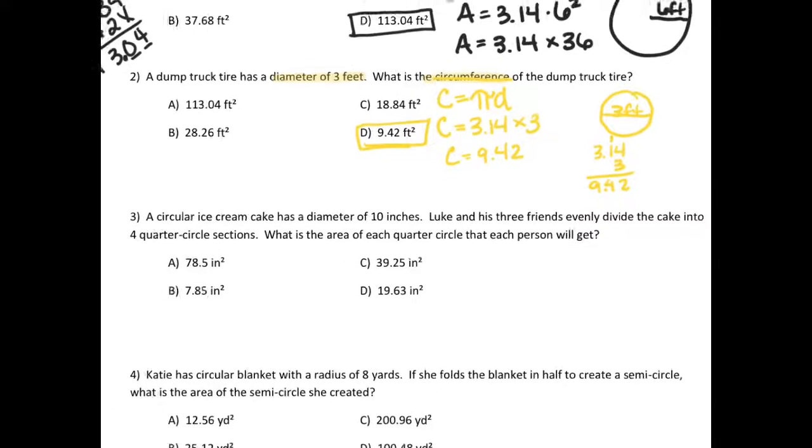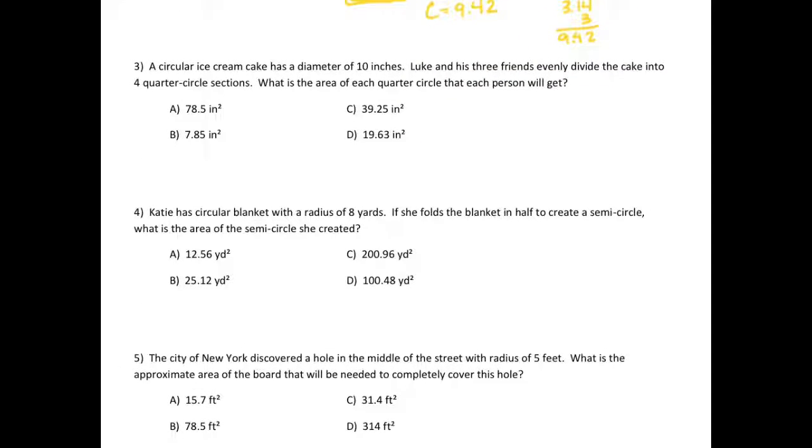Okay, number 3. A circular ice cream cake has a diameter of 10 inches. Luke and his 3 friends evenly divide the cake into 4 quarter circle sections. What is the area of each quarter circle that the person will get? Okay, so we're talking area. We have a diameter of 10 inches, and we're going to divide it into quarter circles. So I'm going to draw the picture. I'm going to find the area of the circle and then divide my area by 4, because that's going to give me my quarter sections.